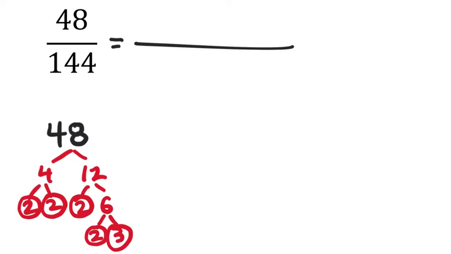So 48, my numerator, again, I'm not going to show it as 48, but I'm not going to change the value either. I'm going to write it differently. That's going to be 2 times 2 times 2 times 2 times 3. Okay, and that's okay if I do that. It has the same value as 48. I'm just showing it differently, that's all.